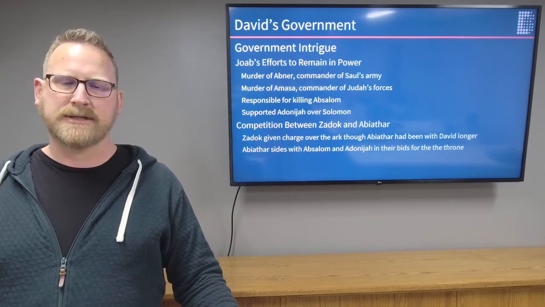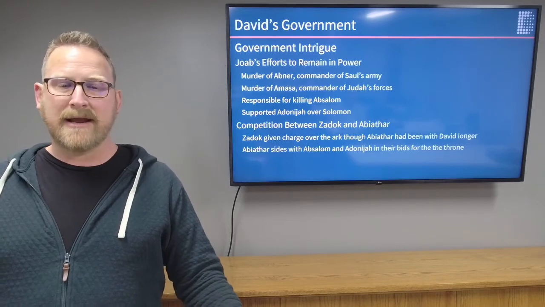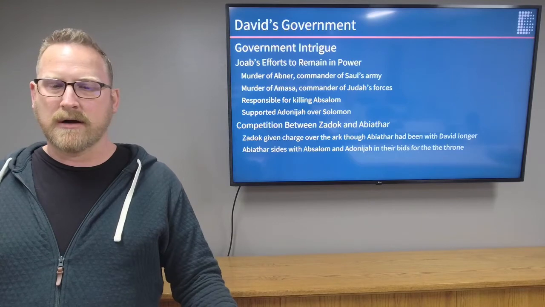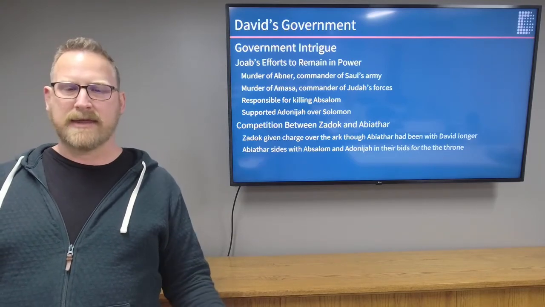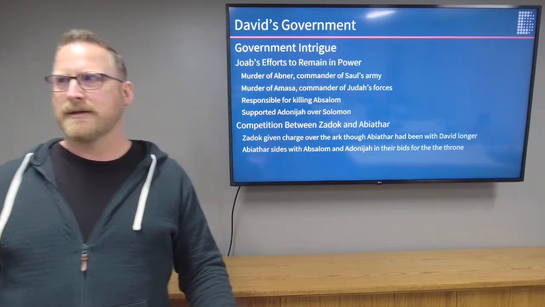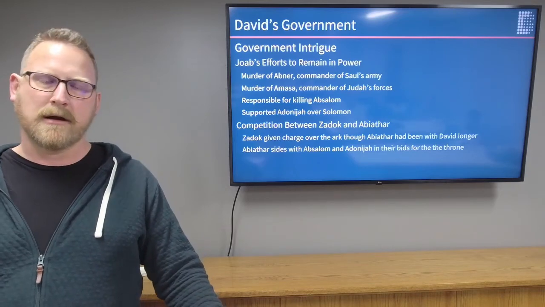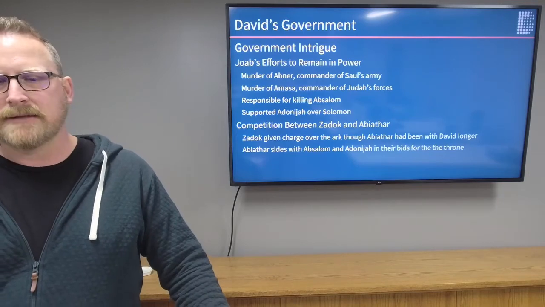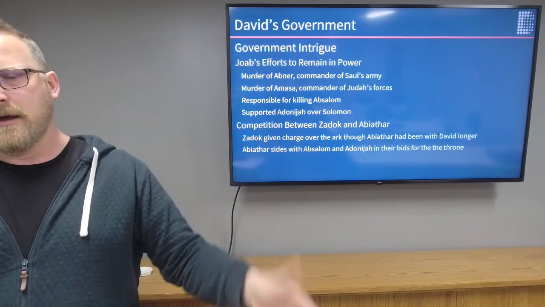There's also competition a little bit between Zadok and Abiathar. We're not told a lot about it, but you see that Zadok is given charge over the ark, though Abiathar had been with David longer. And then Abiathar sides with Absalom and Adonijah in their bids for the throne. So it seems, in essence, Abiathar, though he had been with David longer, was not having the prominence that he had had before. And so he saw Absalom and Adonijah as a way to step above Zadok.